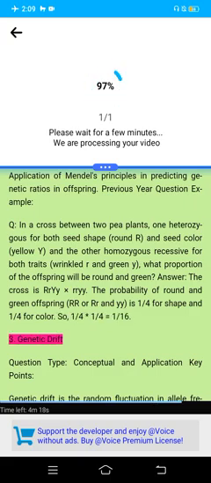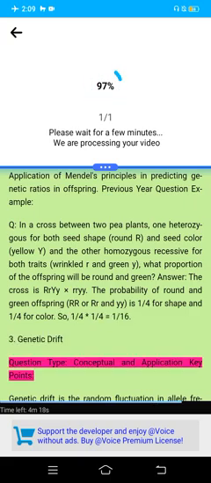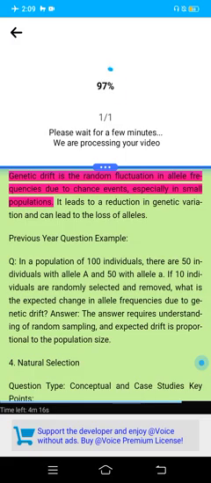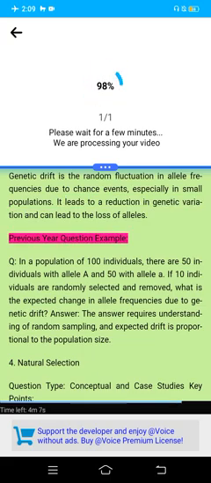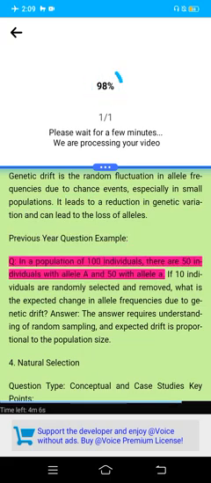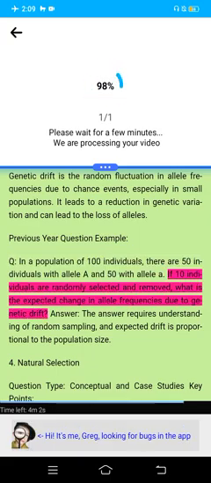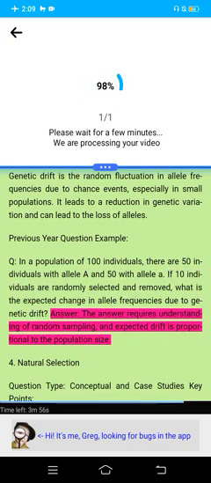3. Genetic drift. Question type: conceptual and application. Key points: Genetic drift is a random fluctuation in allele frequencies due to chance events, especially in small populations. It leads to a reduction in genetic variation and can lead to the loss of alleles. Previous year question example. Q. In a population of 100 individuals, there are 50 individuals with allele A and 50 with allele a. If 10 individuals are randomly selected and removed, what is the expected change in allele frequencies due to genetic drift? Answer. The answer requires understanding of random sampling, and expected drift is inversely proportional to the population size.